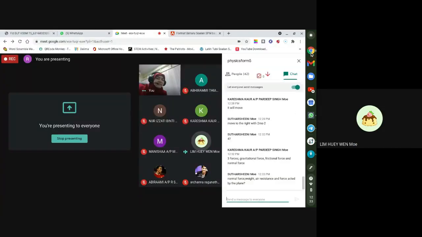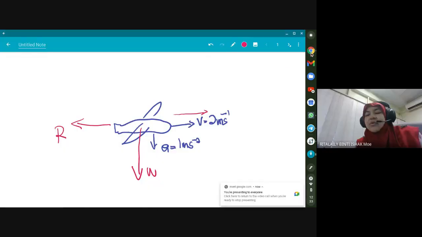Linear motion. Linear motion is moving in a straight line. Linear motion is not a type of force.